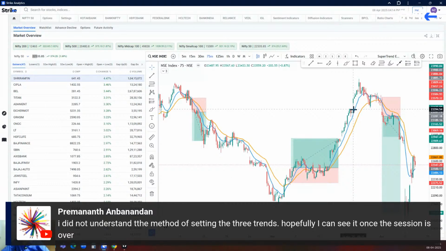I did not understand the method of setting the three trends. Hopefully, I can see it once the session is over. I'll repeat it for you, Premnath ji.